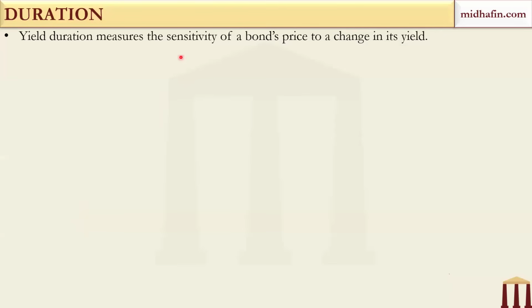What is yield duration? Yield duration is the sensitivity of a bond's price to a change in its yield. This is how it is measured: proportional change in bond price, or percentage change in bond price, divided by the percentage change in yield. And of course, you can write it like this also. You can just reframe the equation, rearrange the terms. You can write delta B by B.